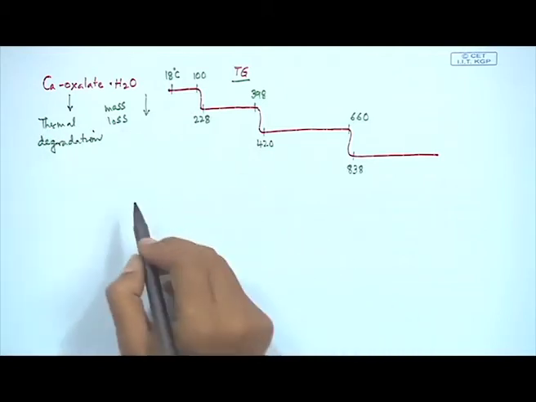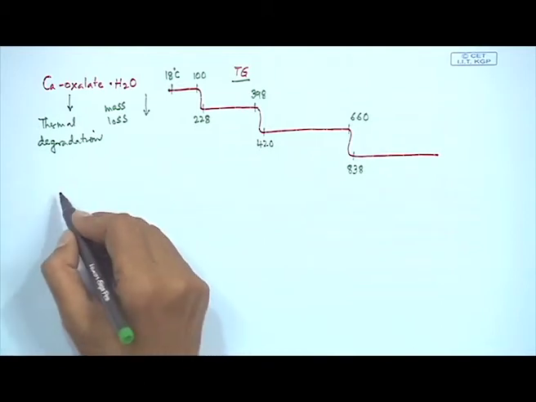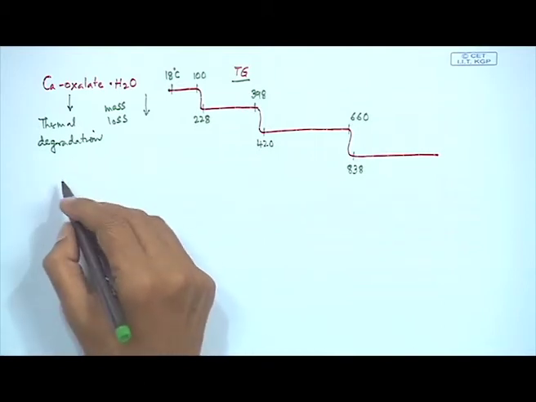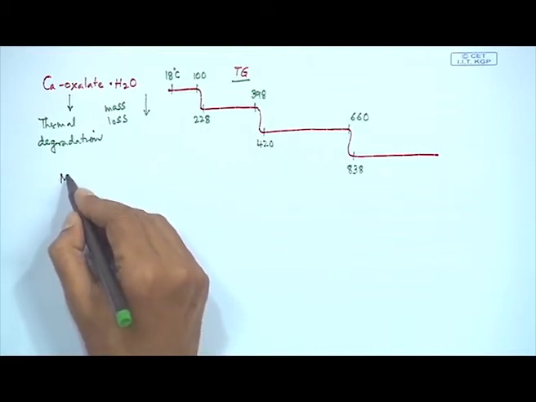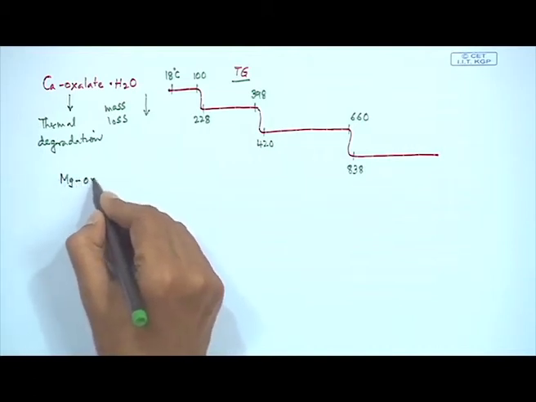So, along with this calcium oxalate, if we take another sample, because both the two metal ions are present in the water sample, so we can precipitate it together, which is your magnesium oxalate.